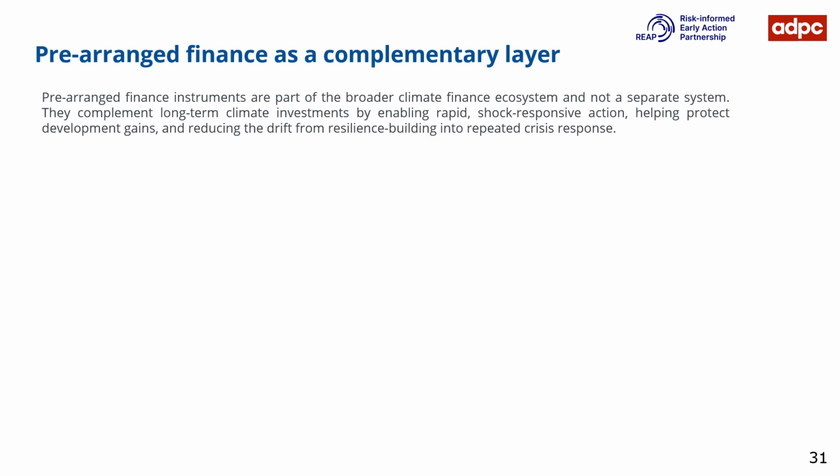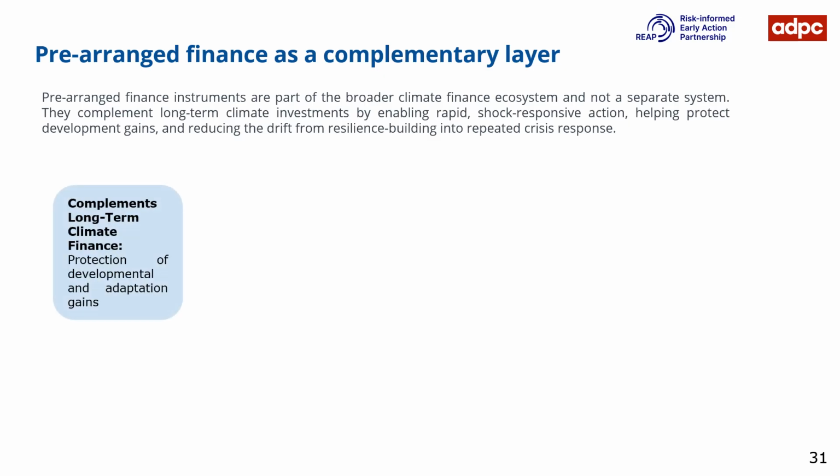This slide clarifies that prearranged finance is part of the broader climate finance ecosystem. It is not a separate system. Long-term climate finance reduces underlying risk. For example, resilient infrastructure, ecosystem restoration, and climate-smart agriculture can lower vulnerability over time.